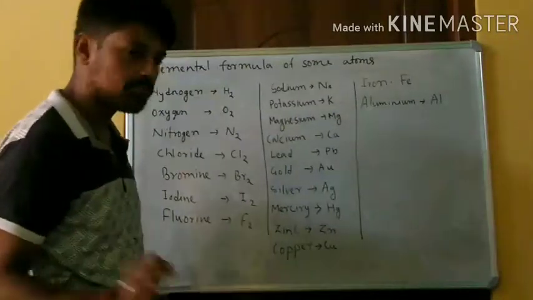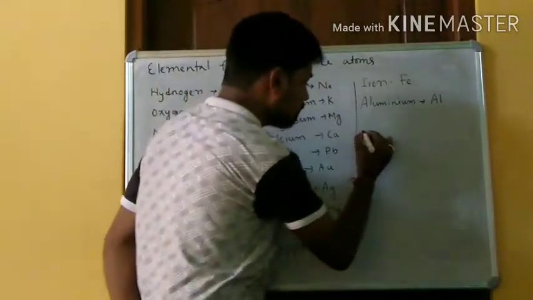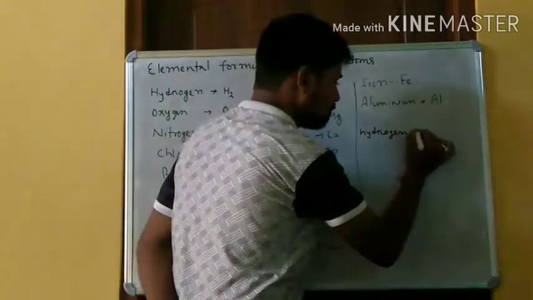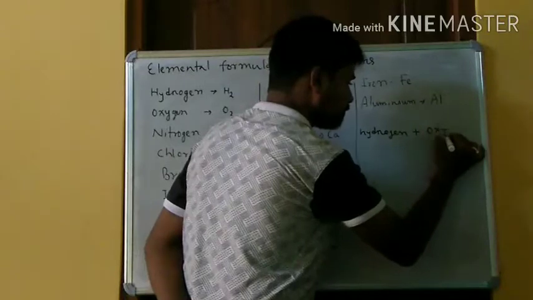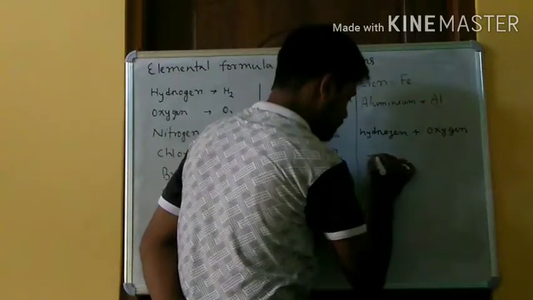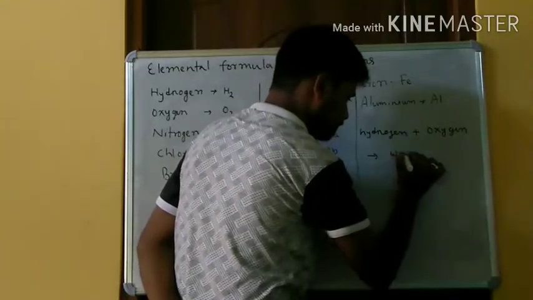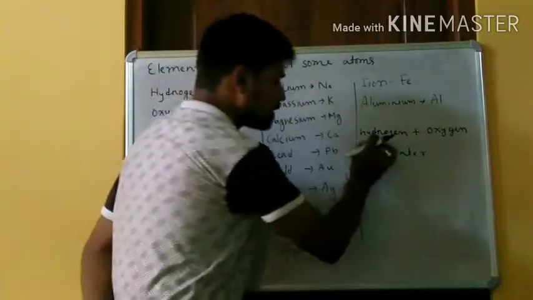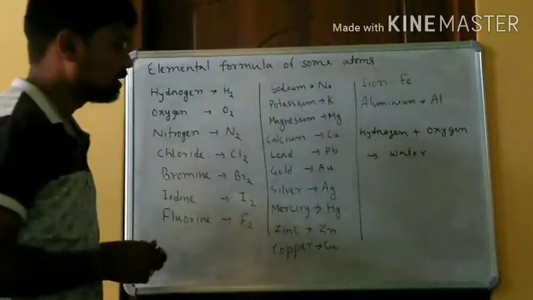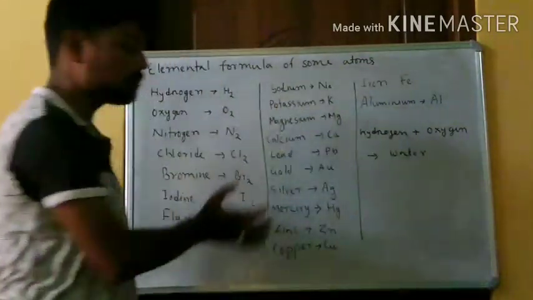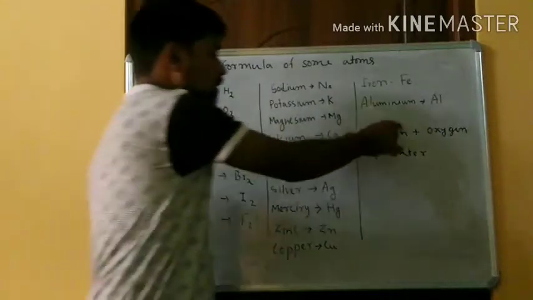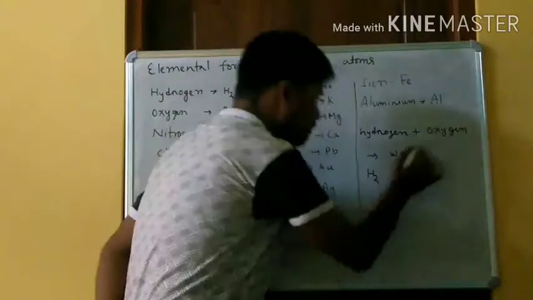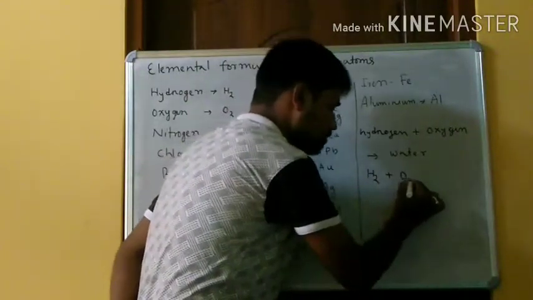Let us take an example for this. If you see hydrogen plus oxygen converted to water, in this case here we have to use the elemental formula. Since only hydrogen is written, nothing is combined with hydrogen, so we will use H2. Oxygen we will use O2.